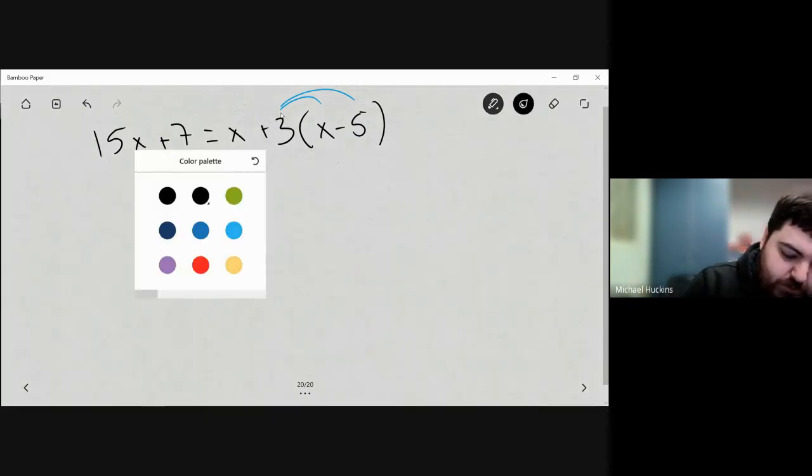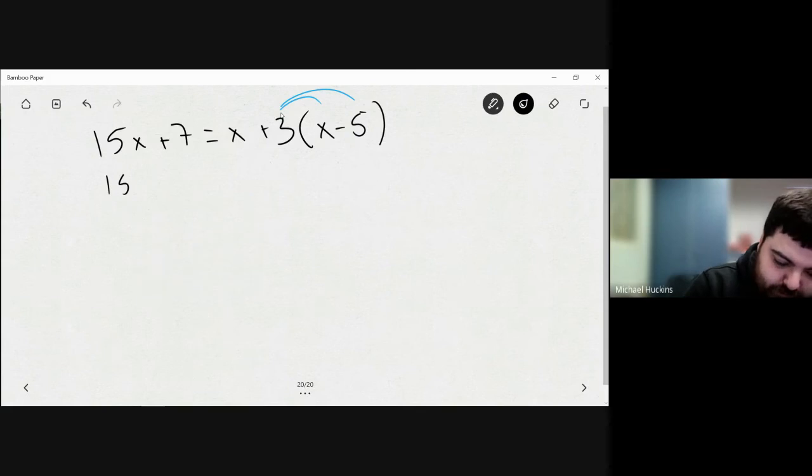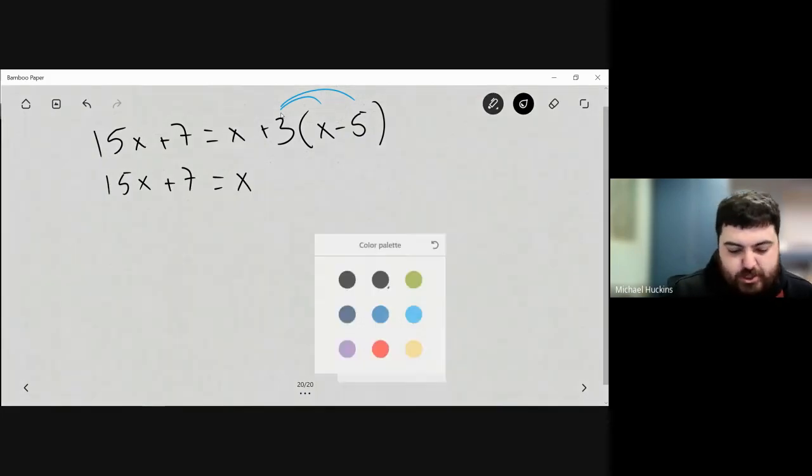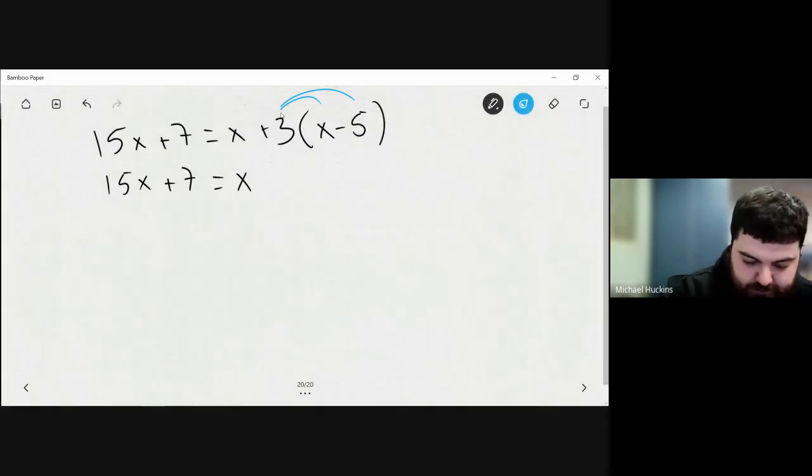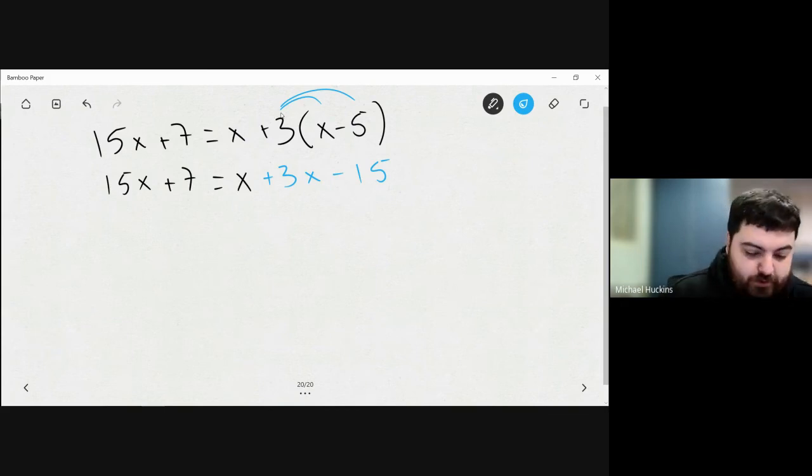But the rest of the equation I'm going to write down as usual. 15x plus 7 equals x, and I'm going to actually distribute. 3 times x is just 3x, and 3 times negative 5 is negative 15. So all I've done here so far is distribute.